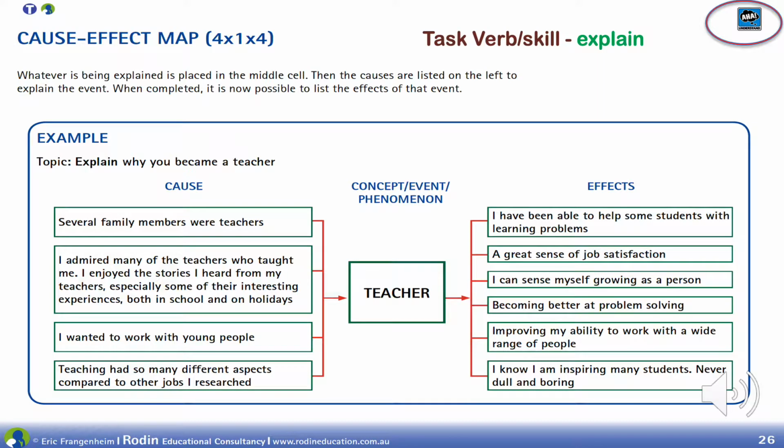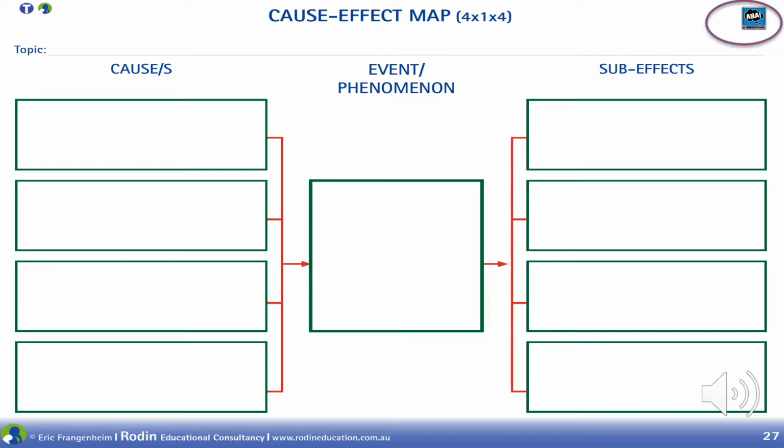Now, if you want the verb explain, the skill of explaining, a wonderful strategy is the cause-effect map. And the example shows that if I was to ask somebody to explain why they became a teacher, a great way to do that would be to, on the left, explain the causes, as you can see there. And once that's finished, then you look at the effects. With that sort of explanation, it is clear that I could assess that this person knows what they're talking about. And then we get to the blank one. And you put in anything else you want to there.